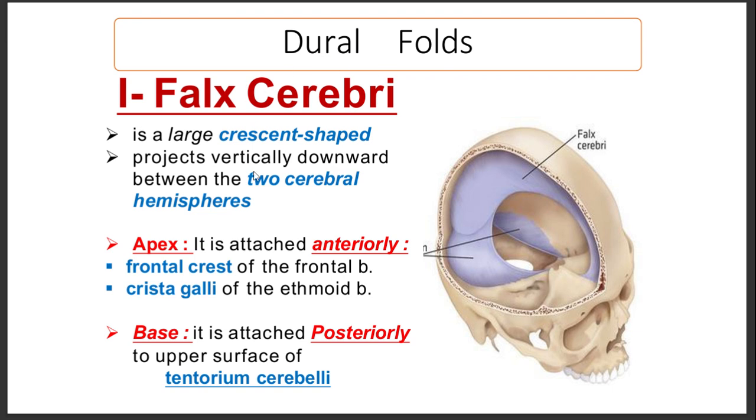So the falx cerebri is this crescent shaped structure here. It separates the brain into the left hemisphere and the right hemisphere. Okay. So the apex, where is this attached? The apex is attached anteriorly. Anteriorly here you are going to have the frontal crest of the frontal bone, and then the crista galli of the ethmoid bone.